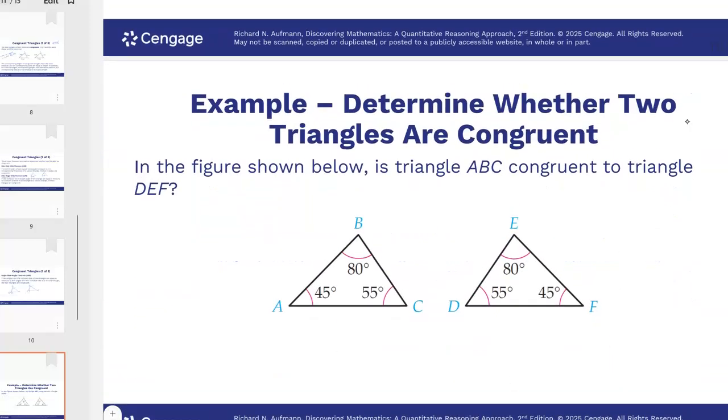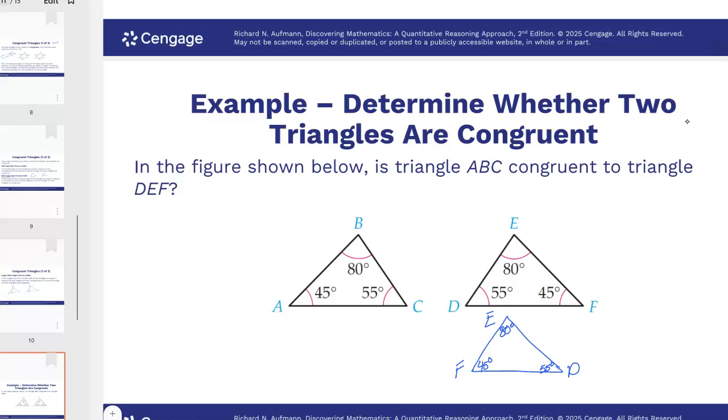So let's look at this. Let's see whether or not these two triangles are congruent. So we know angle A is equal to angle F. So I could actually take this and kind of flip it around a little bit. And sometimes it's easier to be able to compare that way. This is 55 degrees. This is 80. And then F is 45.